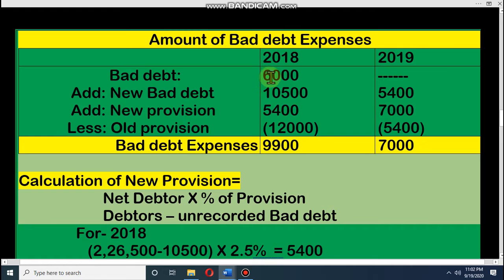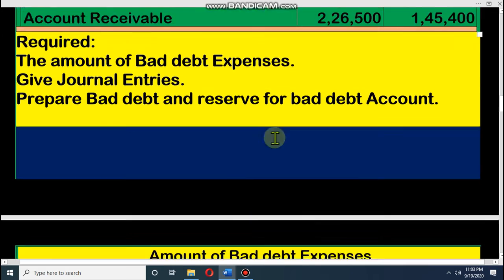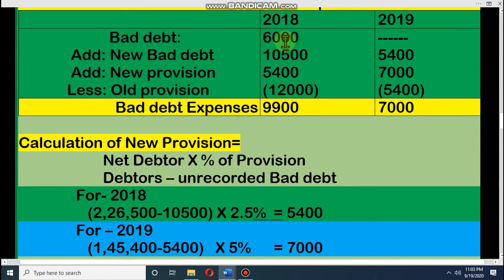Look, bad debt 6,000, new bad debt 10,500, new provision we just calculated, it is 5,400, and less old provision. Look at the question, how old provision is given. Yes, reserve for bad debt. That means it is opening. It is 12,000. So it is old provision. Bad debt plus new bad debt plus new provision minus old provision. So bad debt expenses is 9,000. Dear student, I hope you understand. This way you have to calculate.